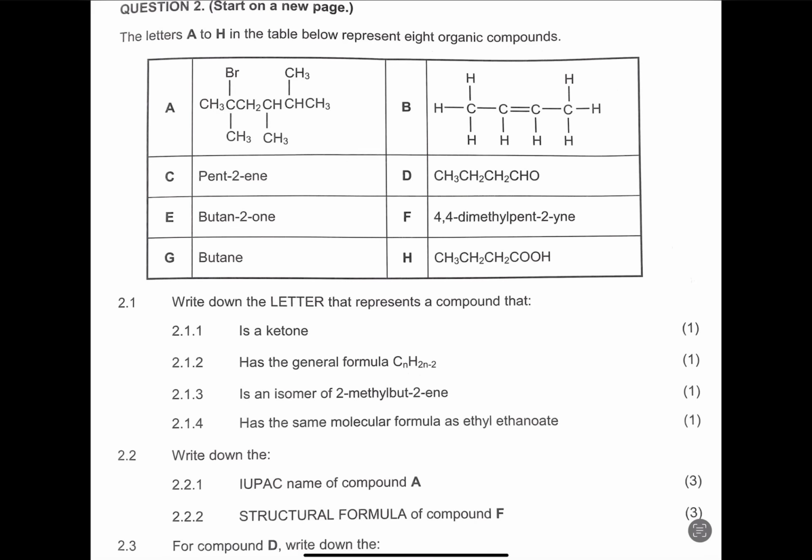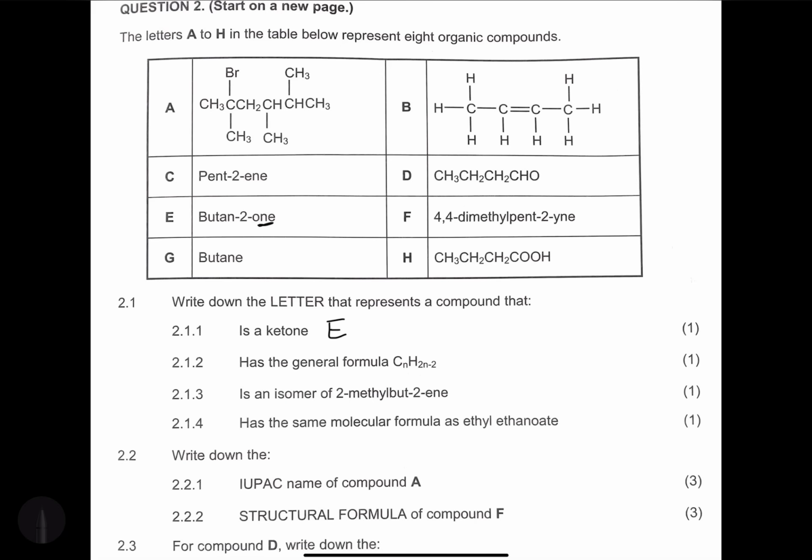Right, so they say write down the letter that represents a compound which is a ketone. Please note that they said letter. So in this case, you would be incorrect if you wrote down the name or anything else. The ketone in this case would be E. That's our ketone, and we see the suffix "-one" there. This is not pronounced "one", but "-one".